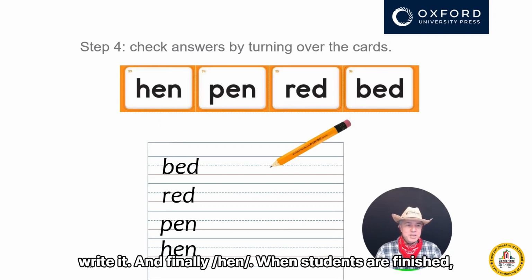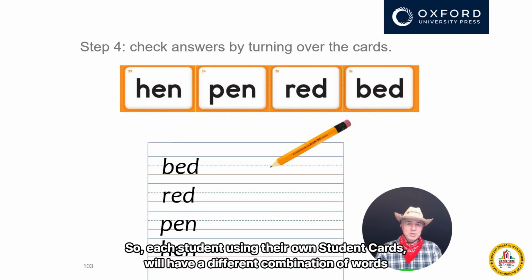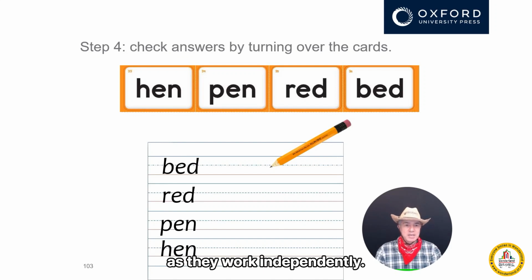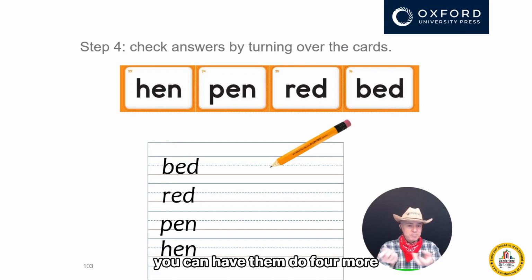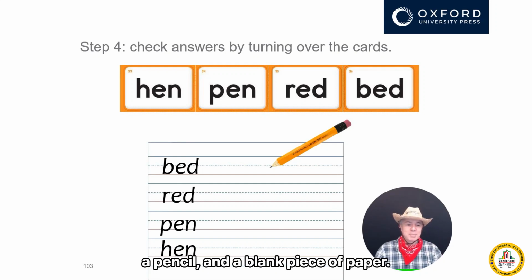Okay, and when students are finished, they can just turn the cards over and self-check whether or not they've written the words on their own. All right, so each student, using their own student cards, will have a different combination of words, and you as the teacher can just go around and work with individual students as they work independently. If a student finishes earlier, you can have them do 4 more. Okay, so this type of simple activity, just using the student cards, a pencil, and a blank piece of paper.